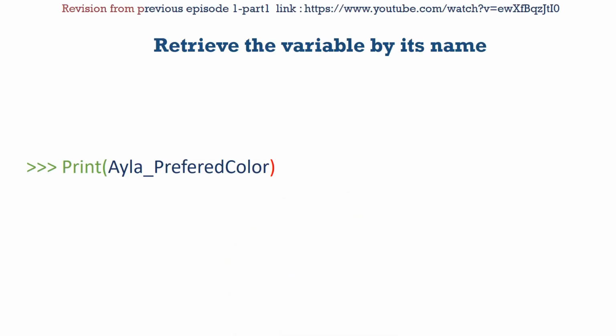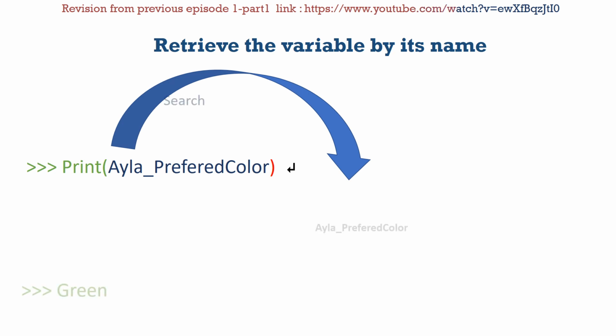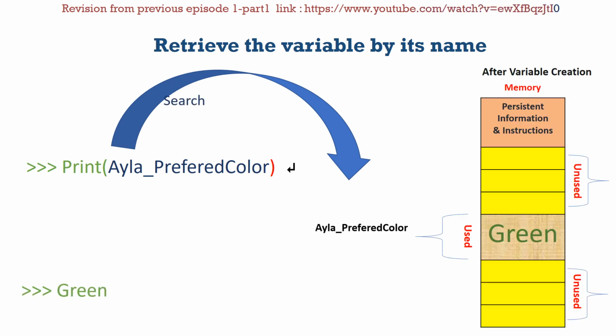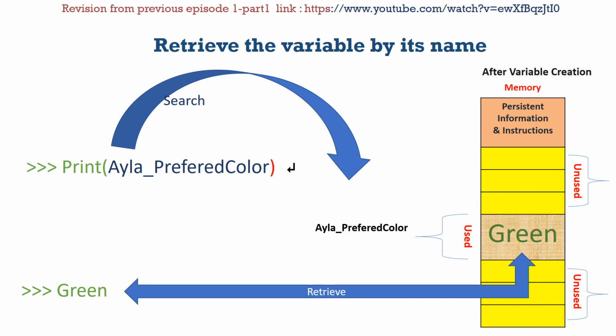I will use the print command to retrieve the variable content. Once we press enter, the system will access the memory and search for the variable with the name Isla_preferred_color. Then the system will retrieve the content of the cell and display it on the screen.